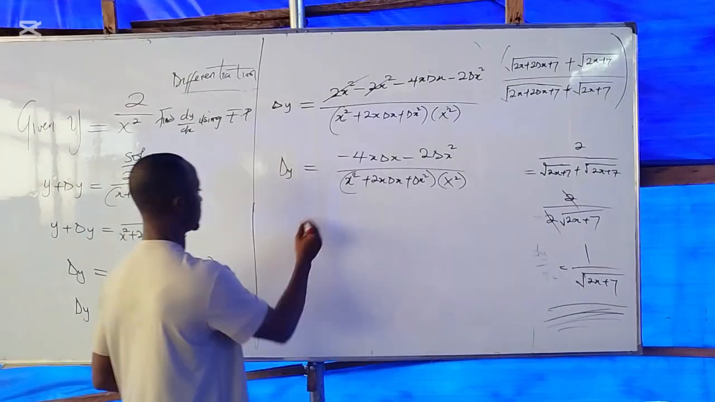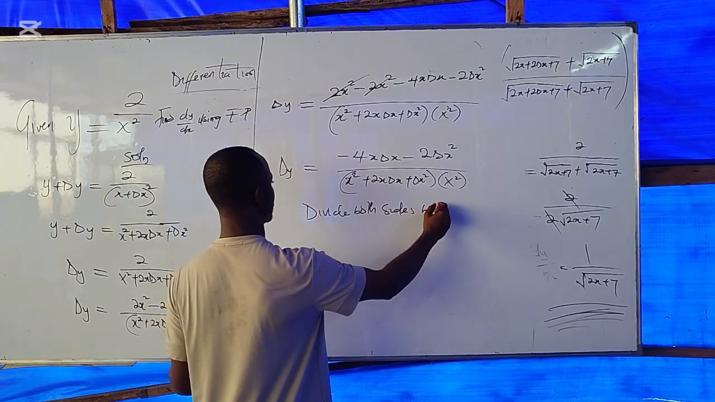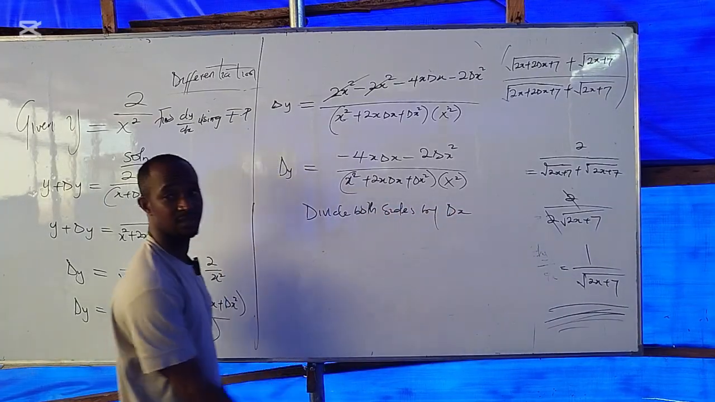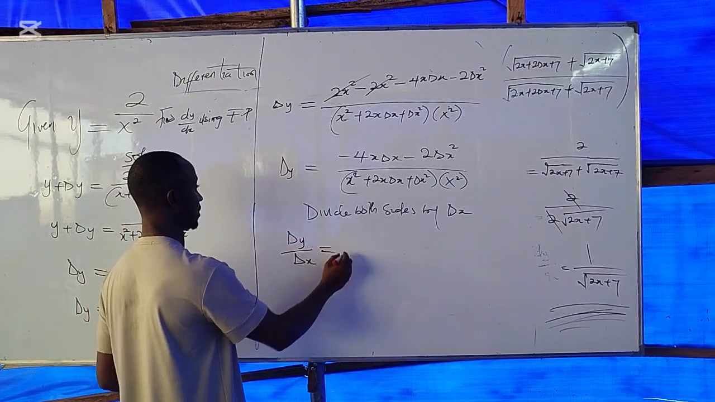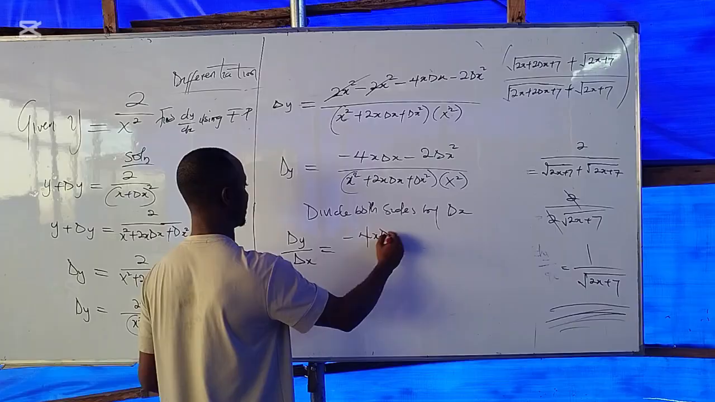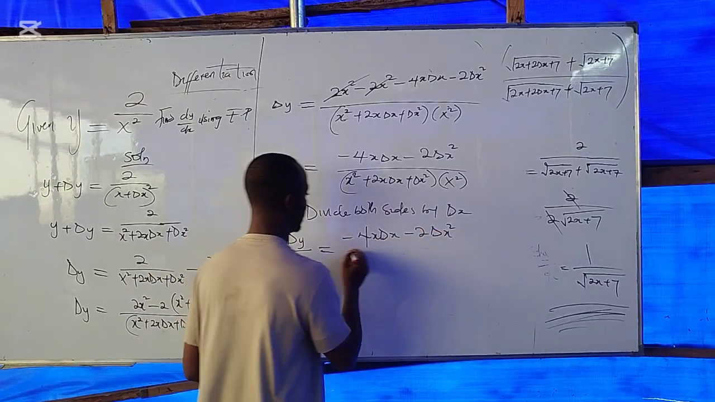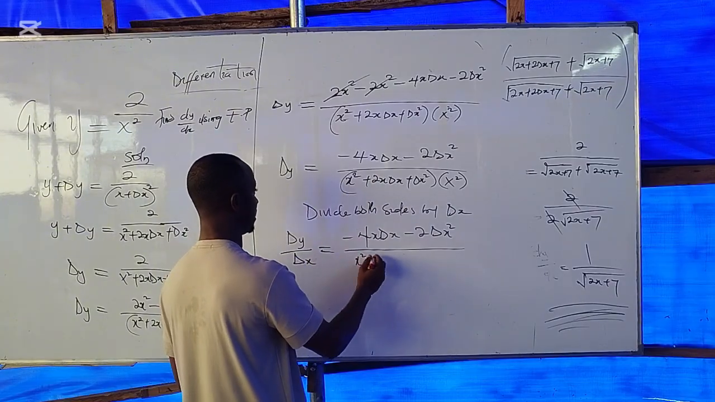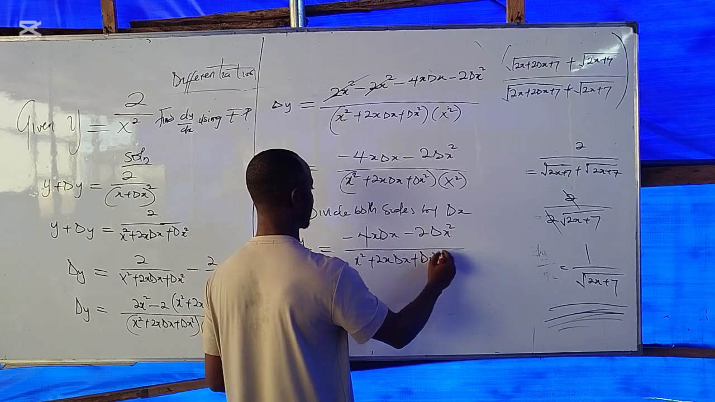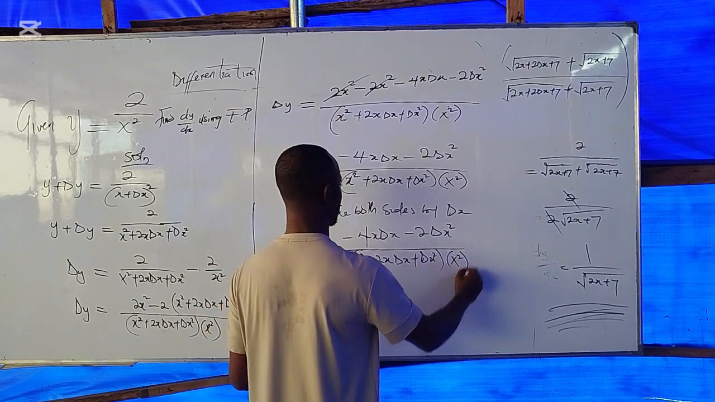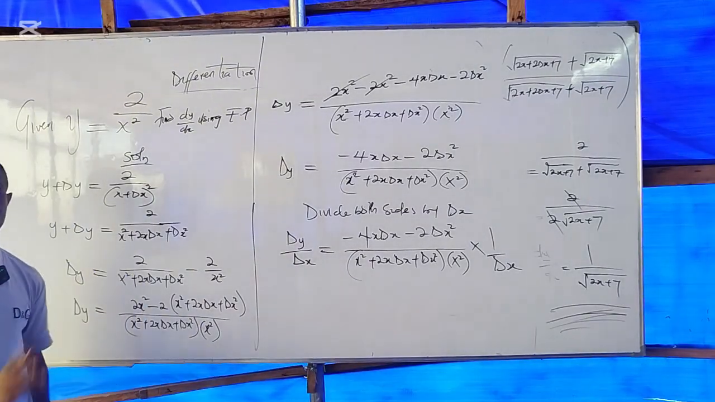Delta x. So we divide both sides by delta x. So this will give us delta y over delta x equals minus 4x delta x minus 2 delta x squared, divided by this, right? x squared plus 2x delta x plus delta x squared, times x squared, multiplied by 1 over delta x. I will explain.